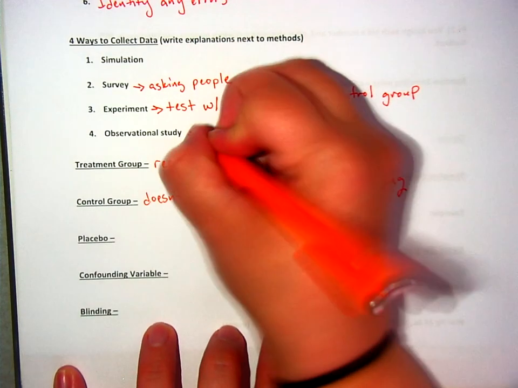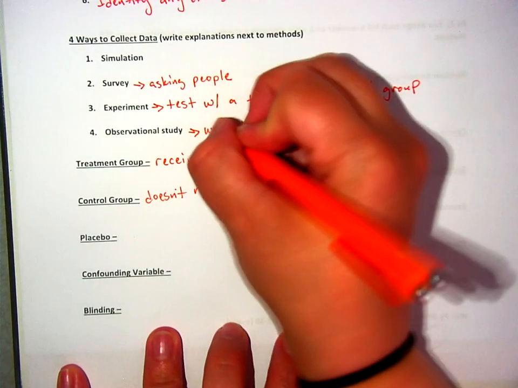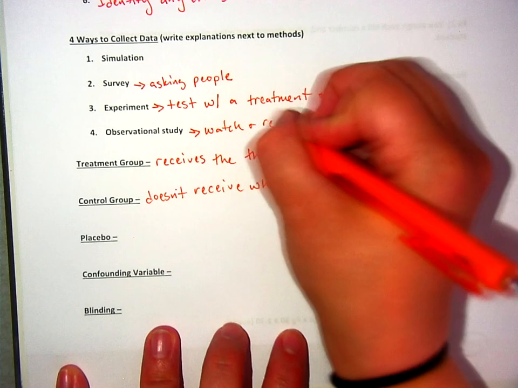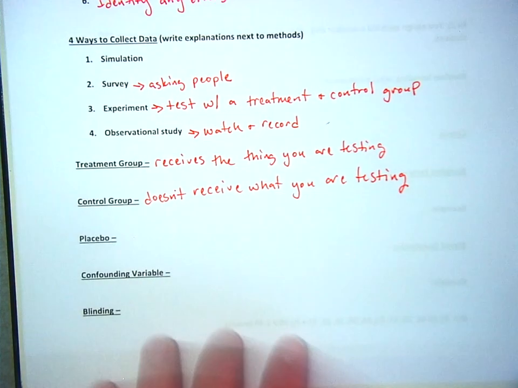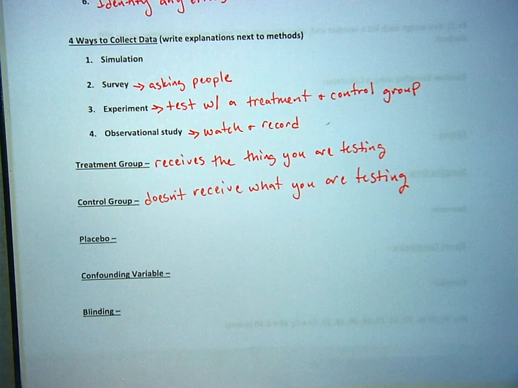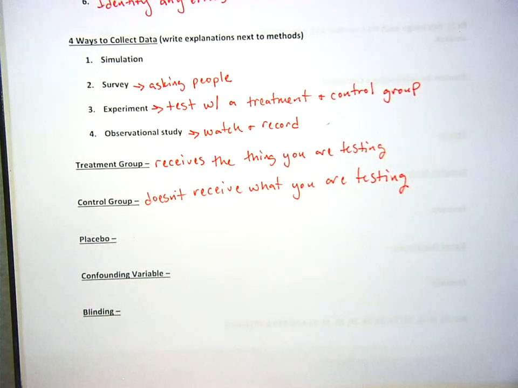Okay. An observational study is when you watch and record. You do not interfere. This is especially good with wildlife. I mean, if you're trying to figure out the eating habits of gorillas, you don't want to walk in there and be like, would you like a carrot? You just watch what they're doing and record it.